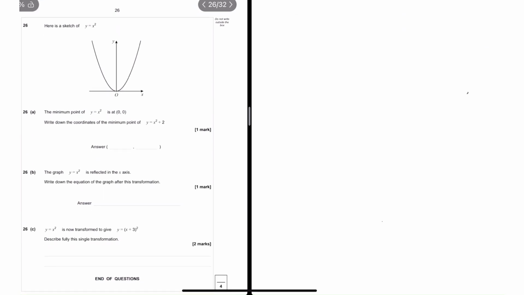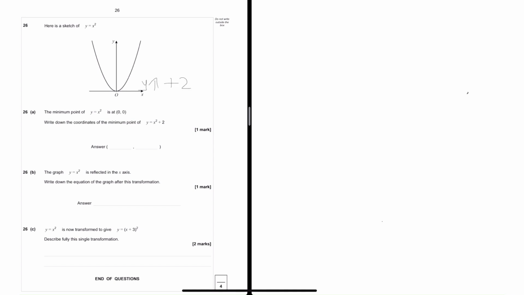So moving on to our last question, and we have this sketch of a y equals x squared graph, and we are told that the minimum point of this is at 0, 0, and then we're told to write down the coordinates of the minimum point of y equals x squared plus 2. Well, all this is going to mean is that whatever value we originally had of y is just 2 more, so it's just going to shift the graph up by 2 in the y direction.